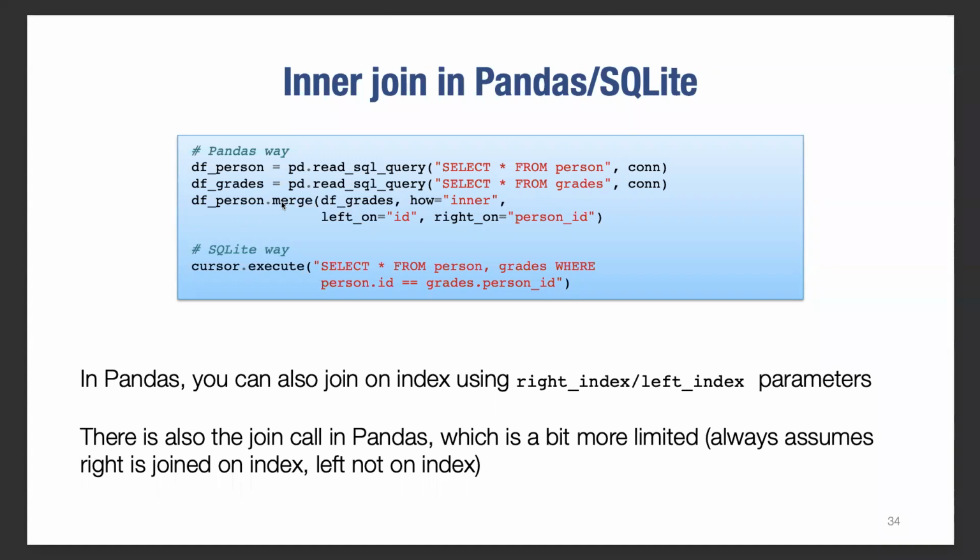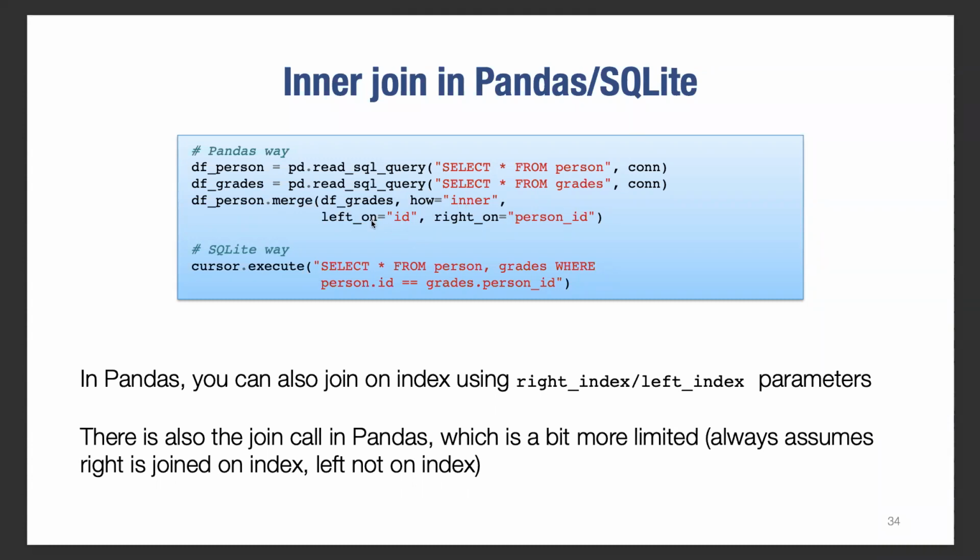You use merge on one data frame object, and the first parameter it takes is the other data frame that you're trying to merge on. Then it takes another parameter, how. How is one of inner, left, right, or outer joins, right? So you specify how you want to do the merge, how you want to do the join.